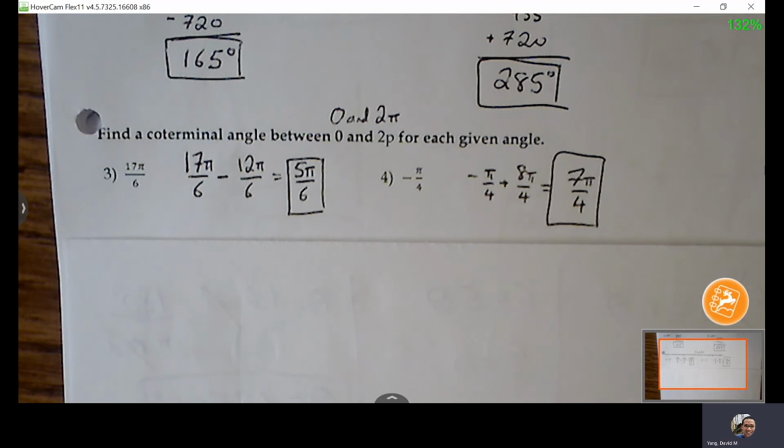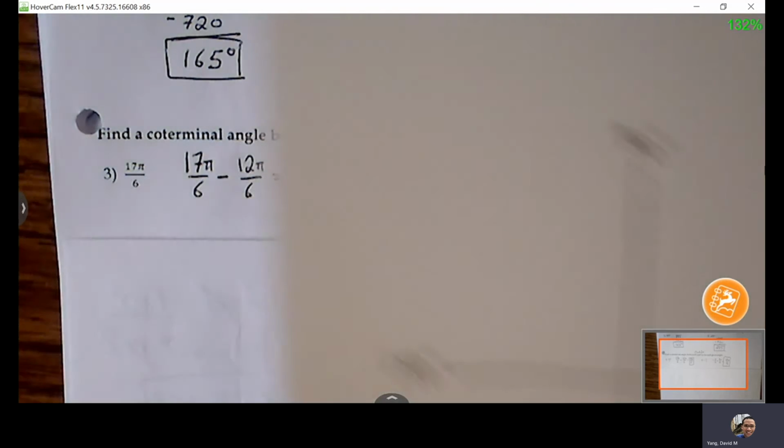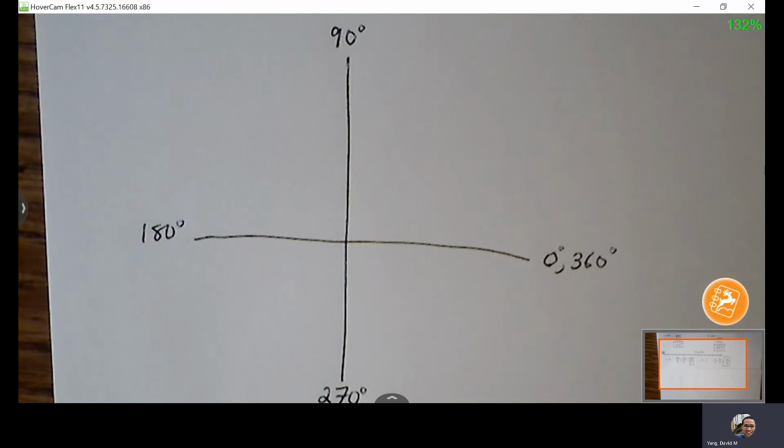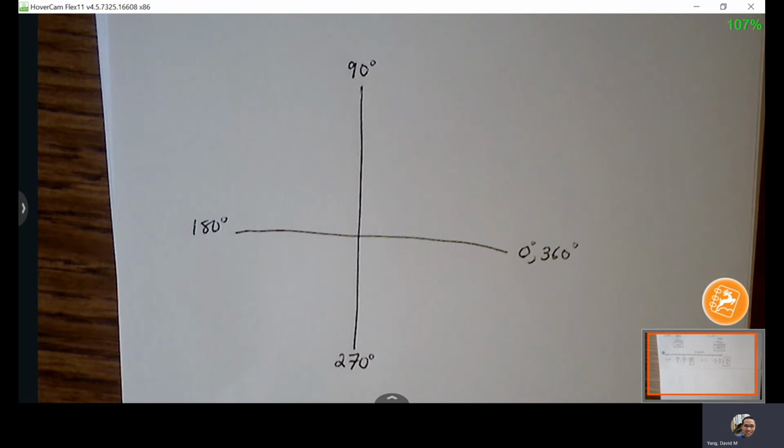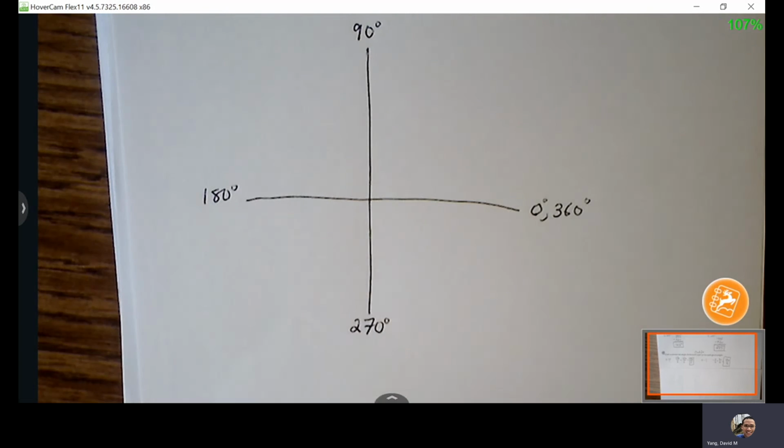I do want to point something out here, is that many of you are feeling more comfortable just converting it to a degree measure and then working from the perspective of degrees, which is perfectly fine. But I just want to point out that it's not too difficult to do it in terms of radians as well. And I want to talk a little bit about just looking at the fractions and understanding how that's going to work.